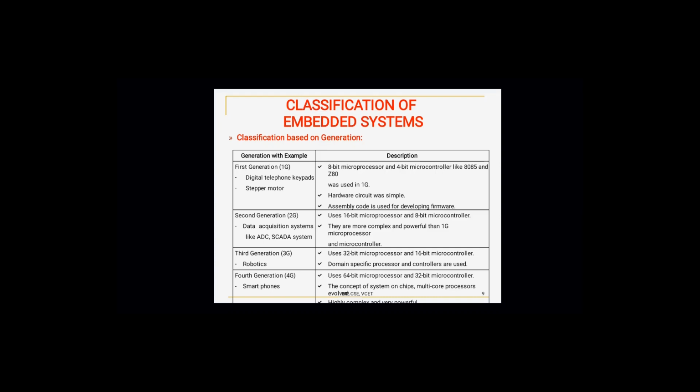They have discussed how first generation, second generation, third generation, and 4th generation embedded systems differ. Okay, this is based on the year.